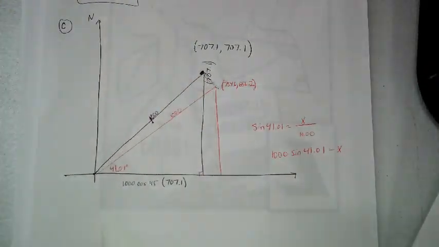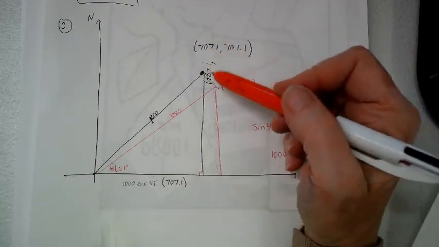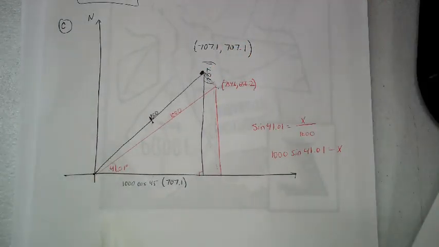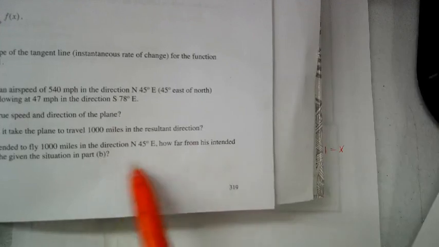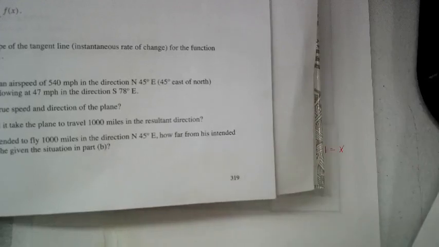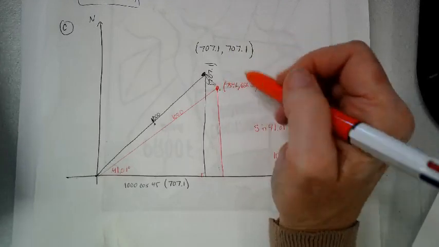Okay, so now I've got these ordered pairs, but they're also the component forms of the vectors. And then I think I'm just going to subtract them because the question says, if the pilot intended to fly 1,000 miles in the original, the black direction, how far from his intended destination is he given the situation in part B? Well, in part B we know because of the wind he ended up over here. This red one is where he ended up.